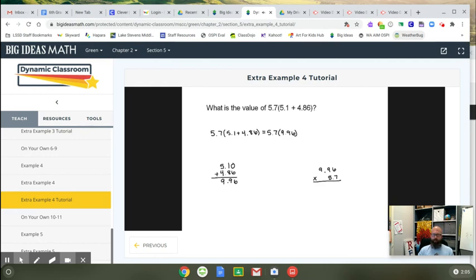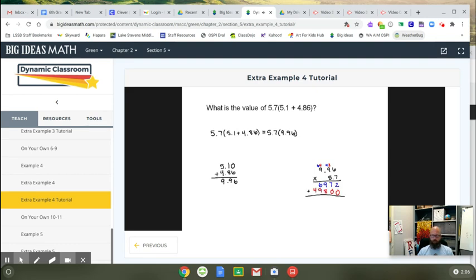7 times 6 is 42. Carry the 4. 7 times 9 is 63, plus 4 is 67. Carry the 6. 7 times 9 is 63, plus 6 is 69. Add a 0. Multiply by 5 throughout 9 and 96/100. 5 times 6 is 30. Carry the 3. 5 times 9 is 45, plus 3 is 48. Carry the 4. 5 times 9 is 45, plus 4 is 49.